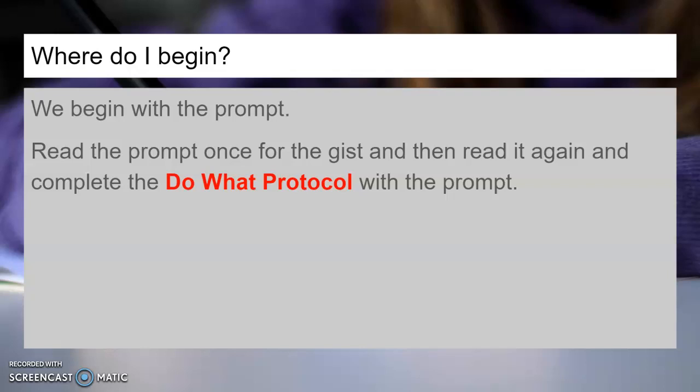And then finally, we're going to go back through and review that. We're going to say, okay, what is it exactly that I have to do? And then where am I going to find that information? You do that before you begin answering your questions. And if you're unfamiliar with the do what protocol, there is an anchor chart at the front of the classroom to help direct you.